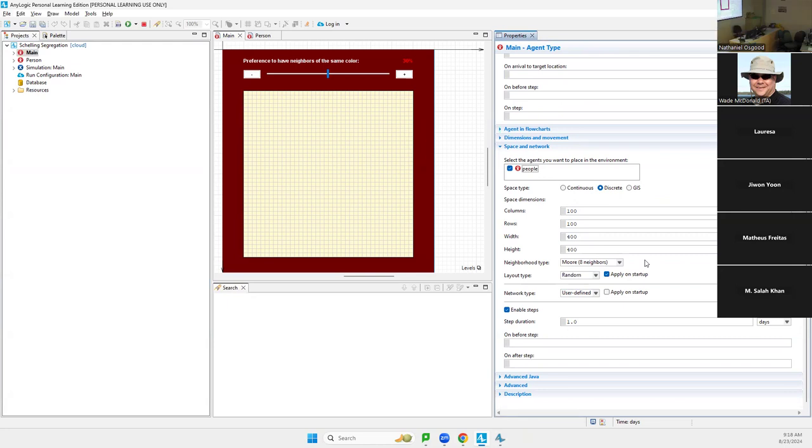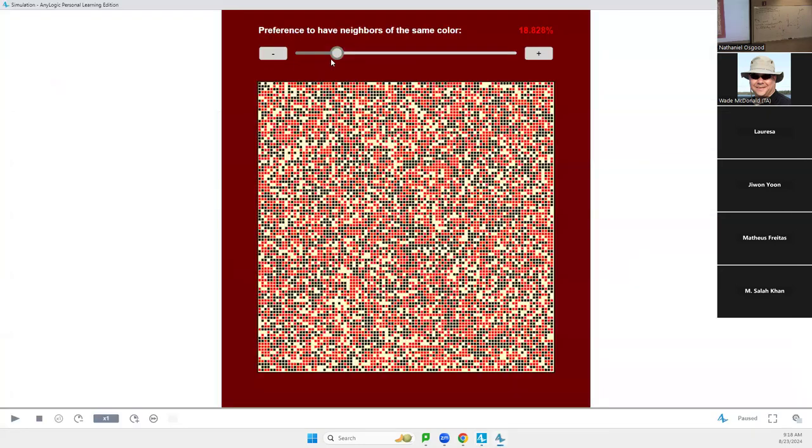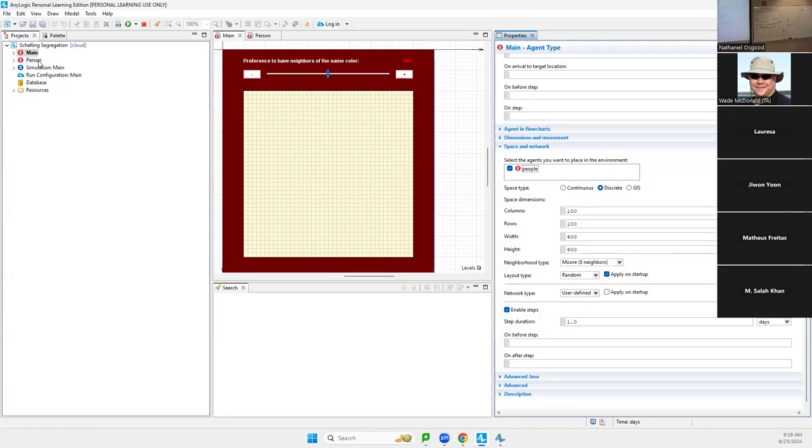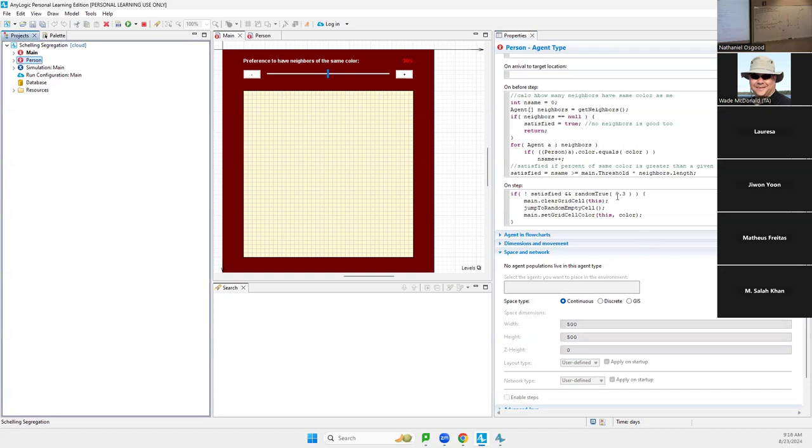So this black agent here would consider the neighbors here, here, here, here, here, here, here, here. It would ask what fraction of those neighbors are black, I believe. And if that fraction were above the value of this slider, or equal to the value of the slider, they'd be satisfied.